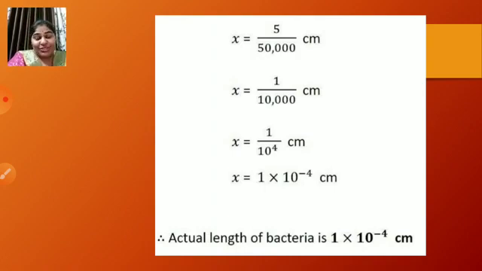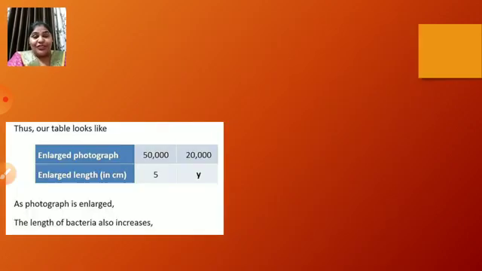Now coming to the next question, when the actual length is enlarged 20,000 times, what will be the length of the bacteria? So let us make a table. Enlarged photograph 50,000, enlarged length 5. For 20,000, let the enlarged length be y. So 50,000 is x1, 5 is y1, and 20,000 is x2, y is y2. When the enlargement is increasing, the length will also increase; when it is decreasing, the length will also decrease. That means both the quantities are in direct proportion.